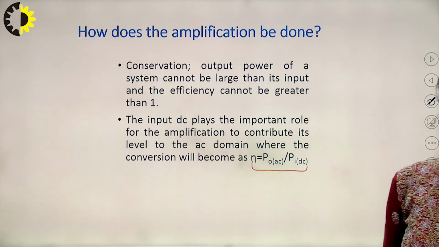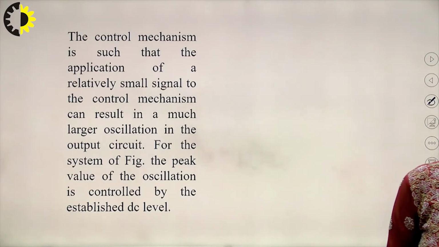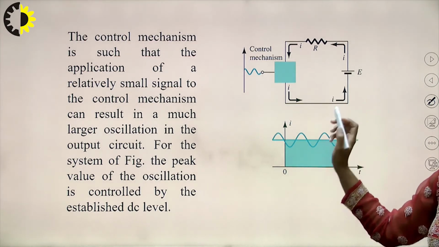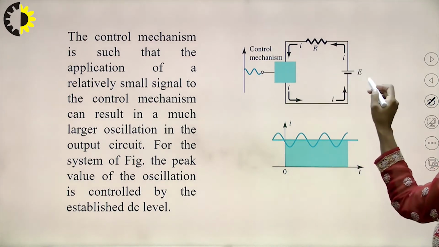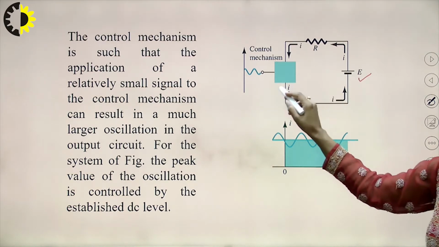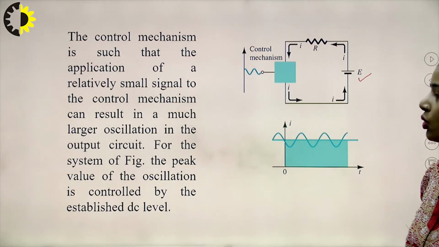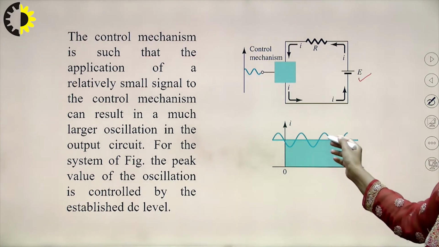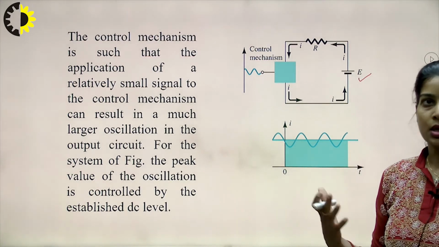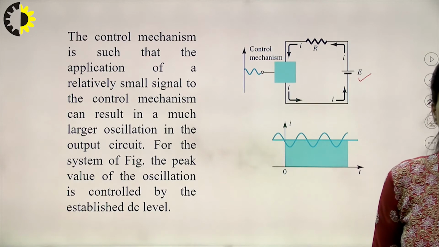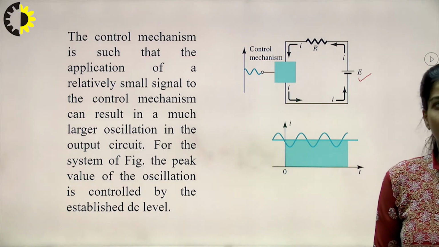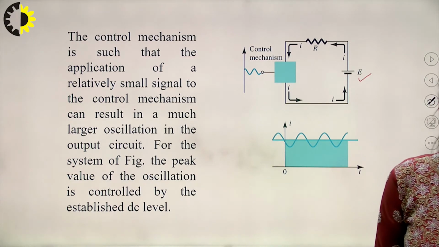So how is this amplification done? For that we have a control mechanism. This circuit is defining a DC source of E and a control mechanism. So what happens is that along with the AC signal we have a DC signal. The control mechanism is such that a relatively small signal to the control mechanism can result in a large oscillation in the output.